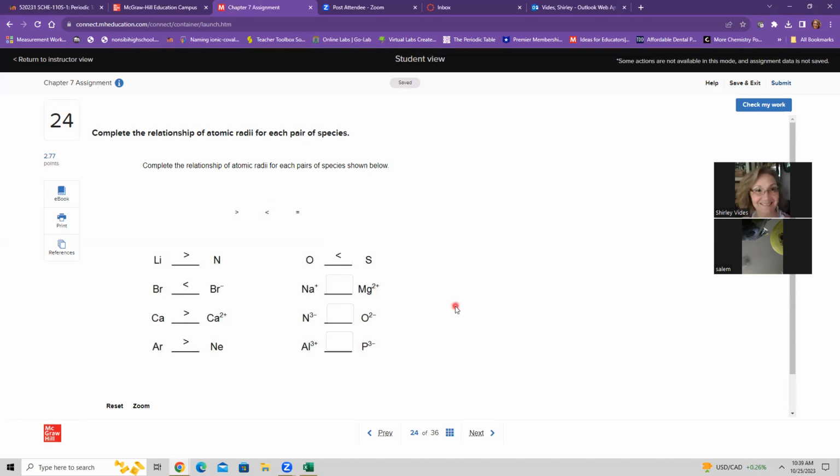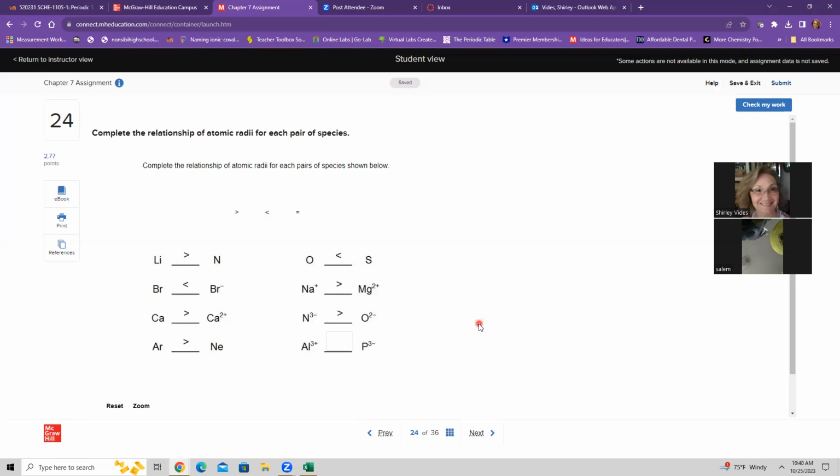Because what are you doing? Going down. Sodium and magnesium. Remember what we did? The one that lost more electrons is the smallest. So magnesium's the smallest? Yeah, and sodium already started off bigger anyway. Okay, N3- and O2-. O2- is going to be smaller, because it already started off smaller.